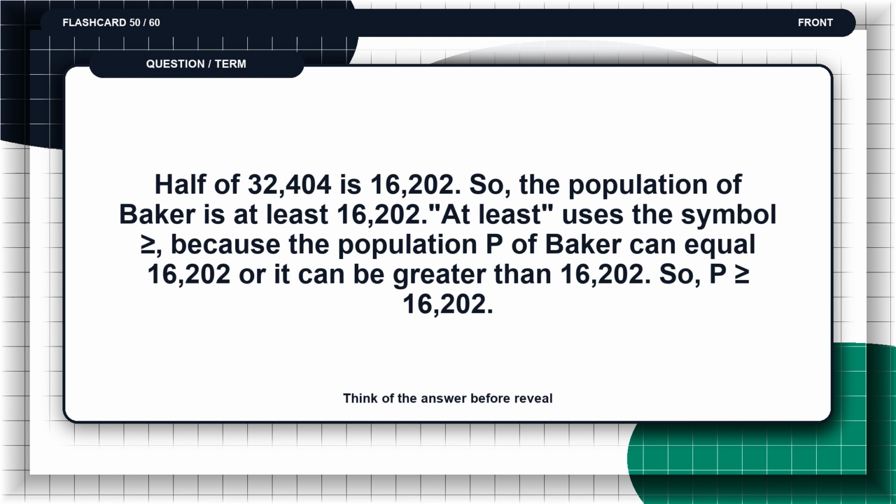Flashcard 50. Half of 32,404 is 16,202. So, the population of Baker is at least 16,202. At least uses the symbol greater than or equal to, because the population P of Baker can equal 16,202 or it can be greater than 16,202. So, P is greater than or equal to 16,202. Think of the answer before the reveal.